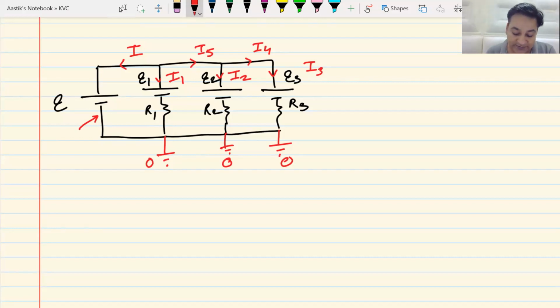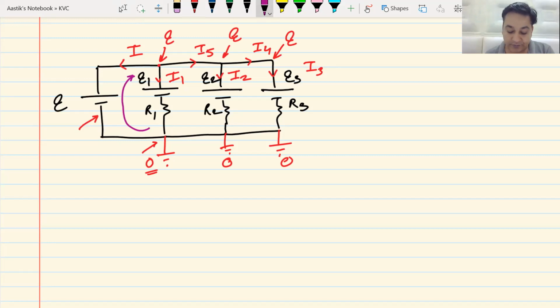You call all these points as zero, right? If this point is zero, then this point or this point or this point become equal to E. Yes or no? Yes, sir. Because this is zero, if I go along this path from O to this point, I will get 0 plus E as the potential of the highest point. So all these points have the potential E. Yes or no? Yes, sir.